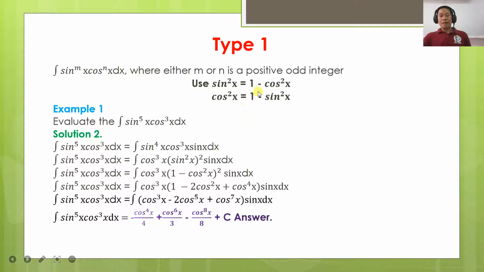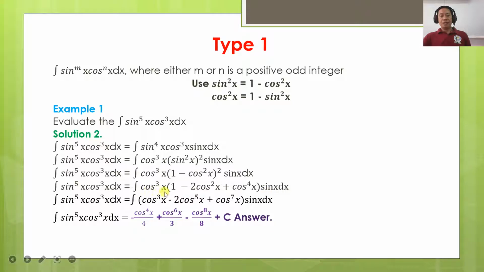Well, para magamit mo siya, dapat meron kang sine squared. So, kaya yung sine x to the fourth power is pwede natin gawin na sine x or sine squared x raised to 2 or squared. And that's it. Yung sine squared x is pwede nating gamitin yung identities na 1 minus cosine squared x. And if we expand this, pag in-expand po natin, we have 1 minus 2 cosine squared x plus cosine x to the fourth power times sine x dx.